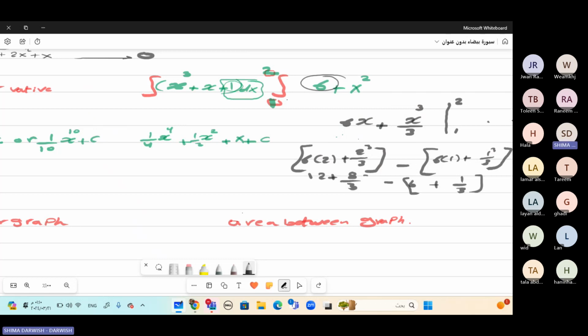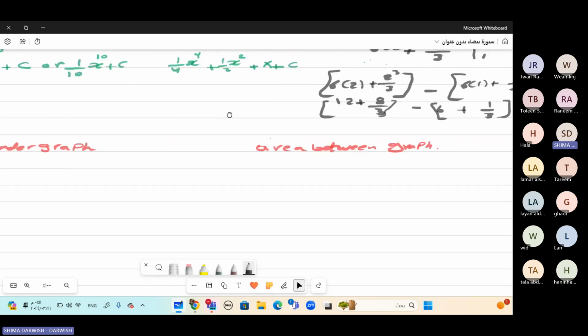Use the calculator to find the answer. You can use the calculator on the exam to find the answer. No problem if the answer is a decimal number.